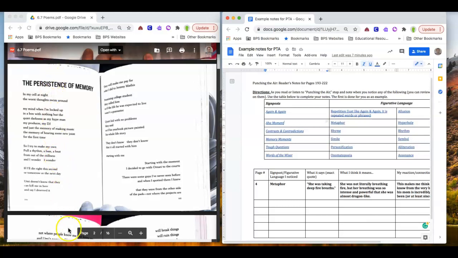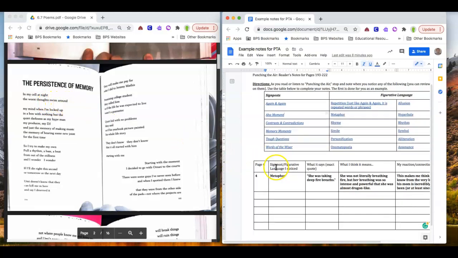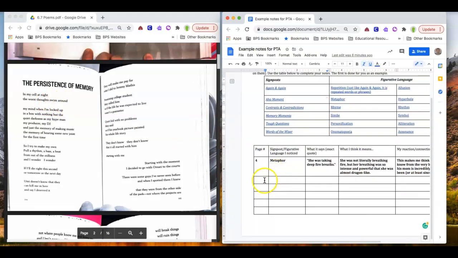Now, I'm going to pause there because I have noticed a couple pieces of figurative language, and I'm going to show you what I would do with that. The first is up here in the very first stanza, where it says, in my cell at night, the worst thoughts swim around. I know that thoughts inside of your head cannot actually swim. He is giving human or animal characteristics to something that is not alive. And so we call that personification.